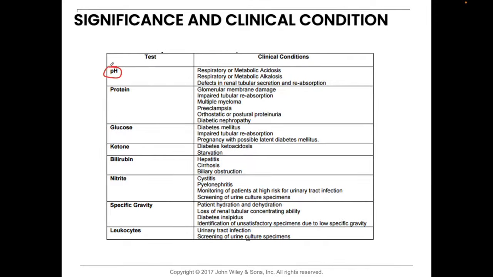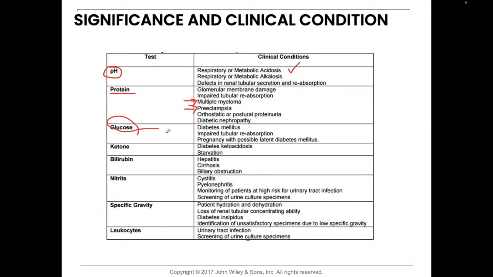So when we look at pH, it can pick up things like metabolic acidosis or alkalosis, or respiratory alkalosis or acidosis. It can pick up defects in the nephron at the renal tubular region. If proteins are detected, proteins are great for assessing if there's any glomerulus damage. It's good for multiple myeloma, which is a type of cancer. It picks up preeclampsia during pregnancy.